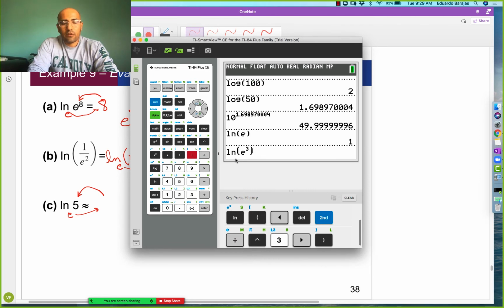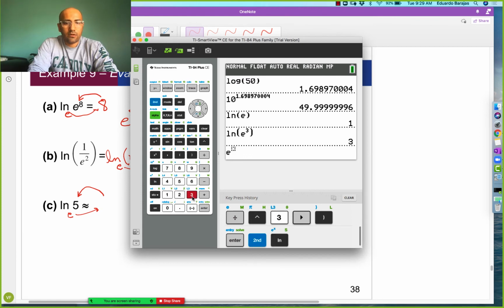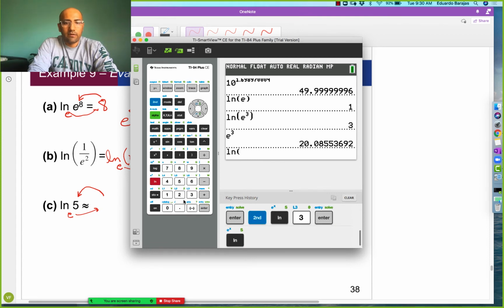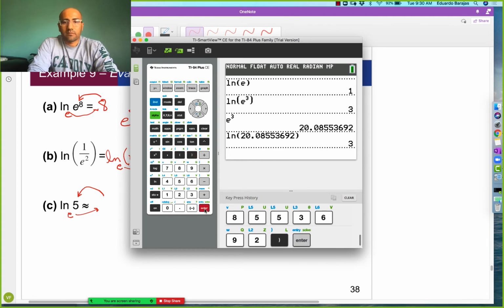If I have e to the 3rd power, ln of e to the 3rd power, that's just got to be 3, right? Or I can turn it into a decimal. I can say, what is ln of e to the 3rd power? That equals that ugly thing, 20.08553692. So now if I take ln of that decimal, e to what power equals this decimal? Well, it should be approximately 3. Good.